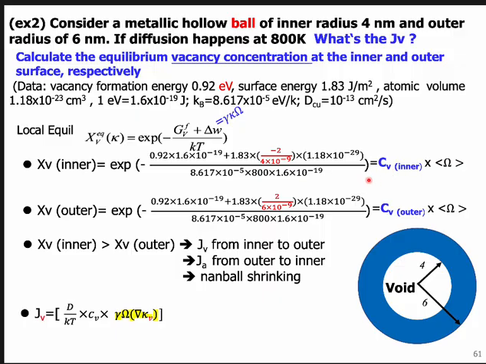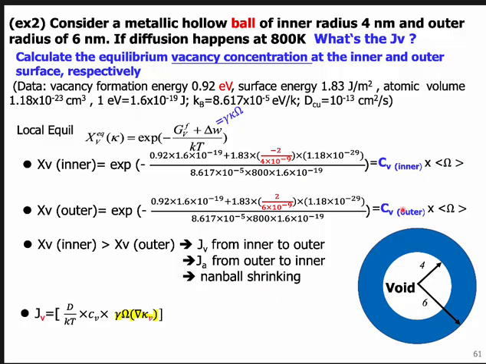I can give you some values from my rough calculation. 4.2 times 10 to the minus 6, and the outer should be 8.3 times 10 to the negative 7, just for your reference. Okay, so after this calculation, we can double check the concentration. For vacancy, the inner will be higher than the outer, so the vacancy flux will move outward. So you get more vacancies at the surface, so this will shrink. Okay, so the nano ball shrinks after you heat this material up to 800K.